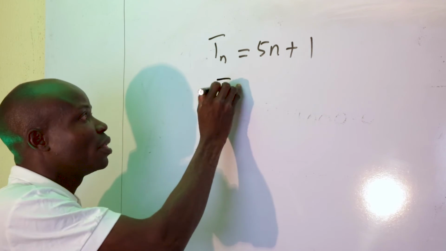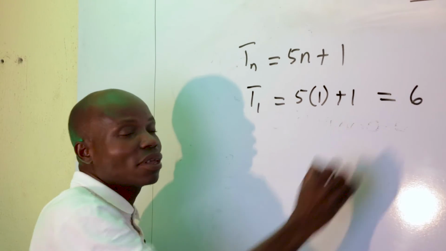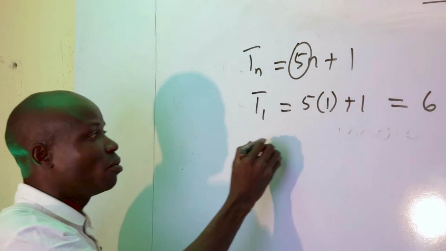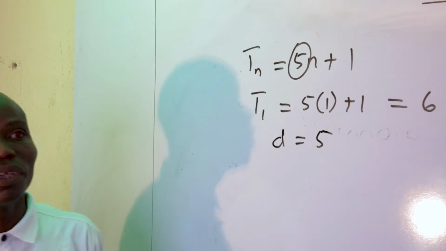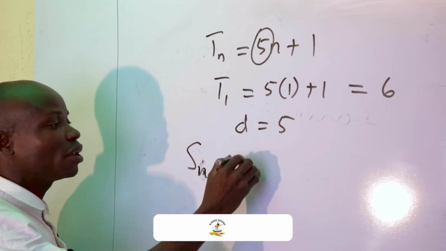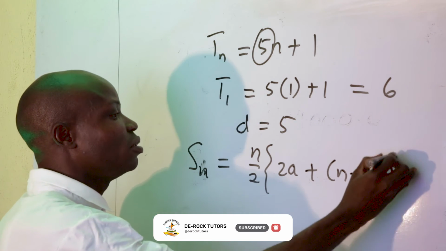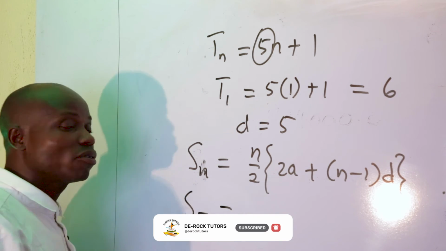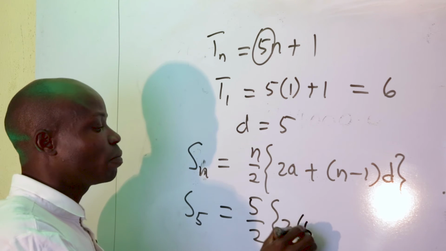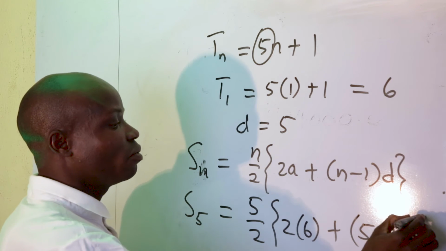So the first term here is going to be 6, which is 5 into 1 plus 1. That gives 6. And the common difference here is the coefficient of n, where d equals 5. So to obtain the sum of the first 5 terms, recall that Sn is given as n over 2 into 2a plus n minus 1 into d. And to obtain the sum of the first 5 terms here, we have 5 over 2 into 2 multiplying 6 plus 5 minus 1 into the common difference 5.